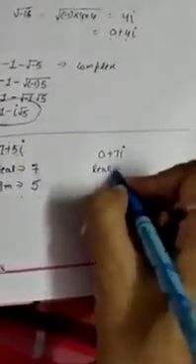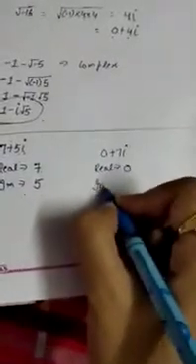Like 0 plus 7 iota, if it is given to you and they said to you find out the real and imaginary part, so real part of this complex number is 0 and imaginary part of this complex number is 7. Clear? Now we will solve the equality of the complex number.